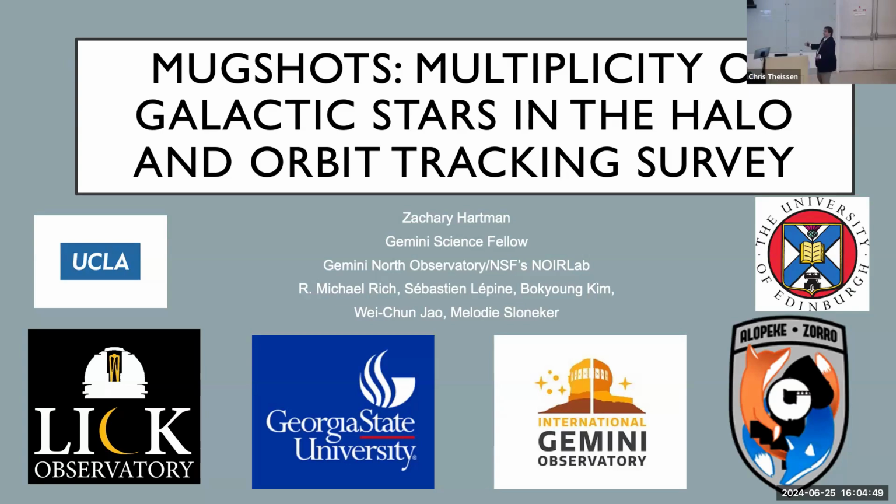But yes, my name is Zachary Hartman. I am a science fellow at Gemini Observatory, moving on to NASA Ames in the fall. And this is an awesome project that I started working on a couple of years ago with Sebastian and Mike Rich at UCLA. And so this is our survey looking for Multiplicity of Galactic Stars in the Halo and Orbit Tracking survey.